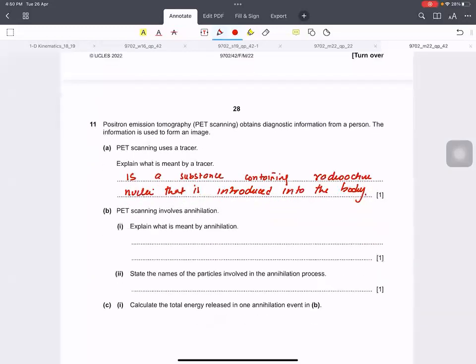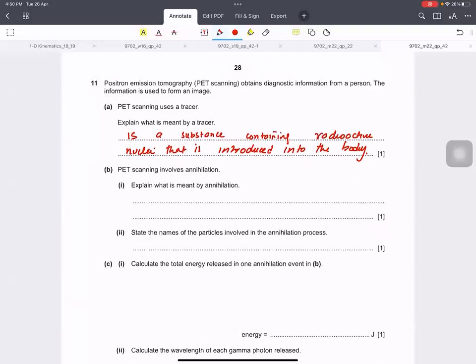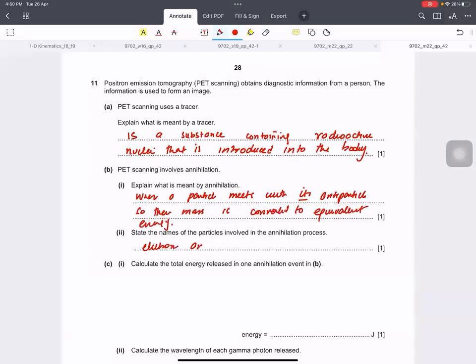PET involves annihilation. What is meant by annihilation? Annihilation means complete destruction. So when a particle meets with its antiparticle, their mass is converted to equivalent energy. That's what annihilation means. State the name of the particles involved in the annihilation process. Always electron and positron. Do not write anti-electron. There is nothing as anti-electron. Okay. Positron.